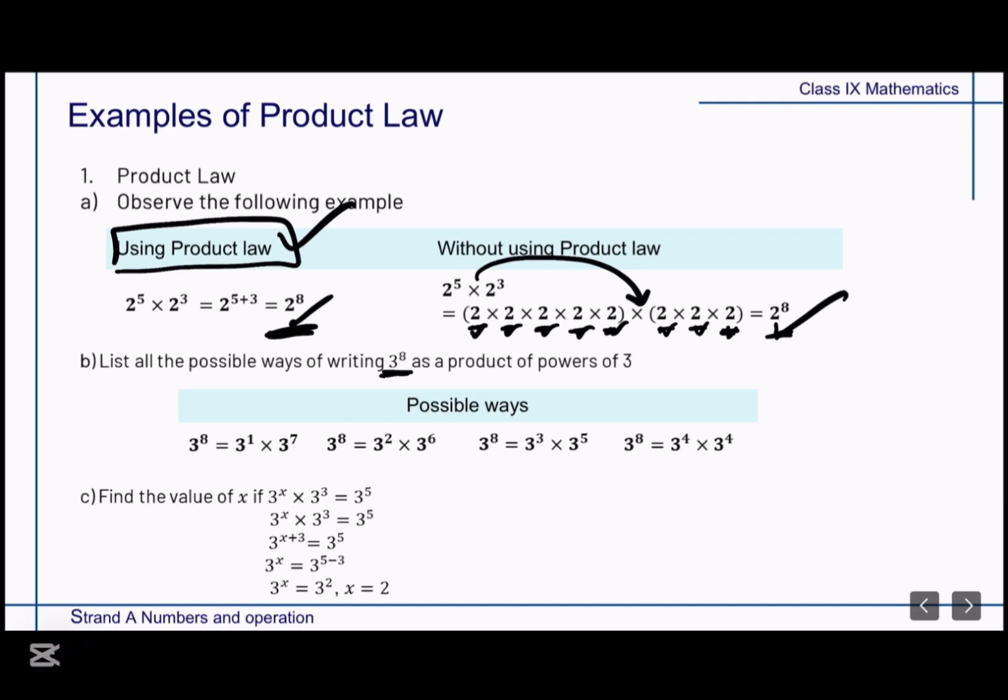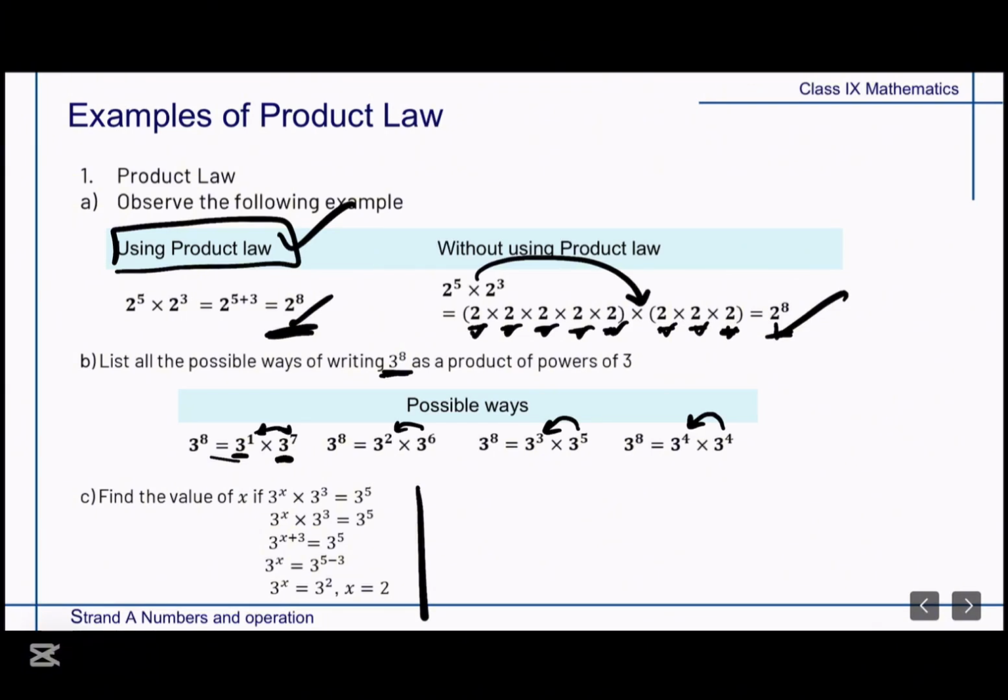So we can use product law. When we have same powers and they are being multiplied, the exponent has to be added. So 7 plus 1 is 8, 6 plus 2 is 8, 5 plus 3 is 8, and 4 plus 4 is 8. Now some advanced level question here.